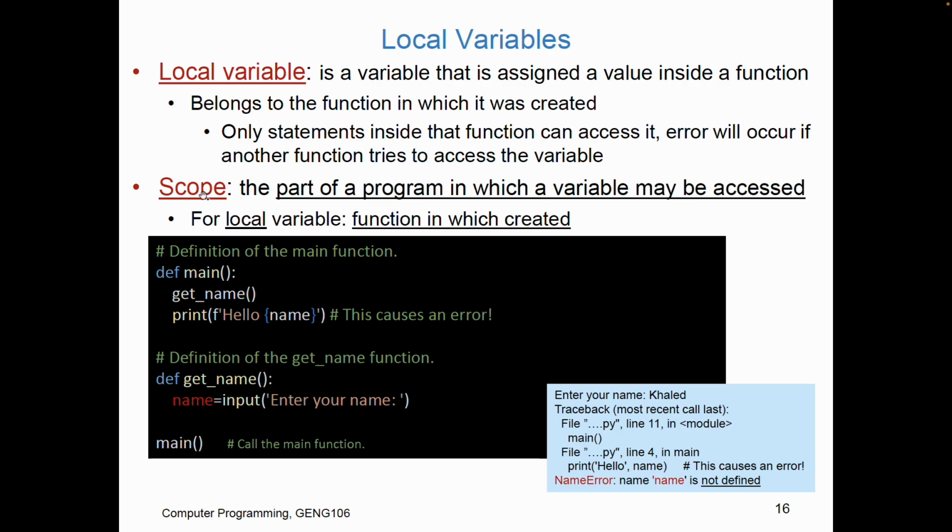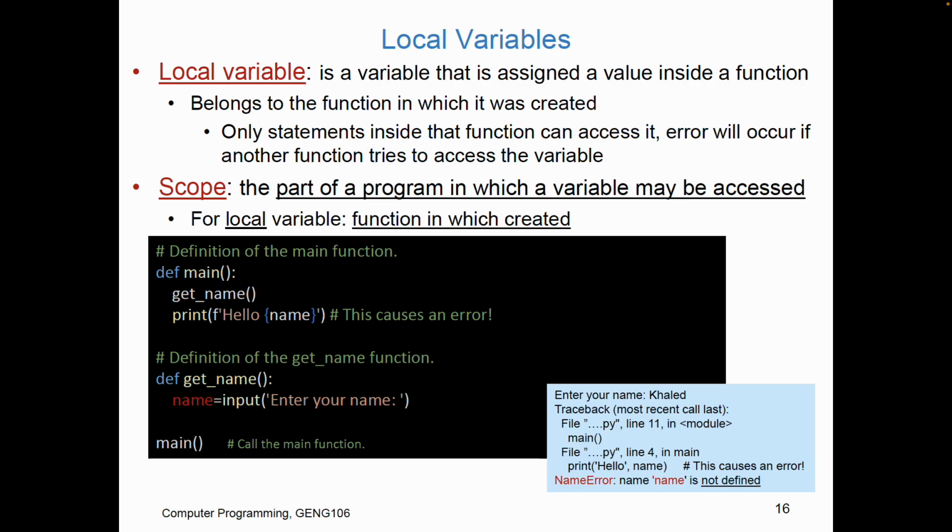And we use this term, scope, in programming. The scope of a variable defines the part of the program where that variable is accessible. So what is the scope of this variable name? It is this function get name. This part is out of its scope. It's not reachable here. That's why we will get an error.